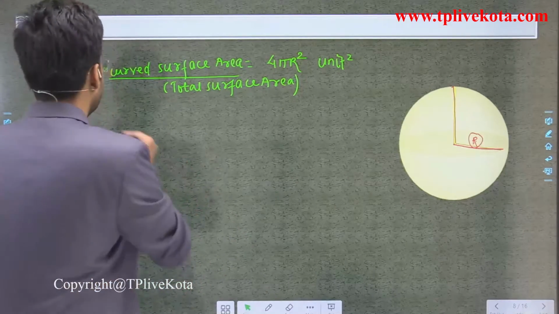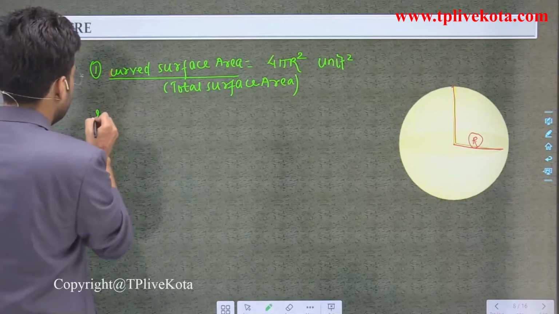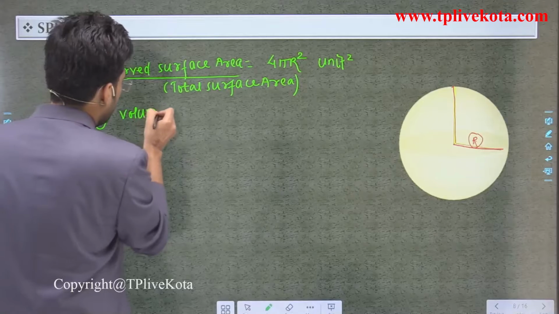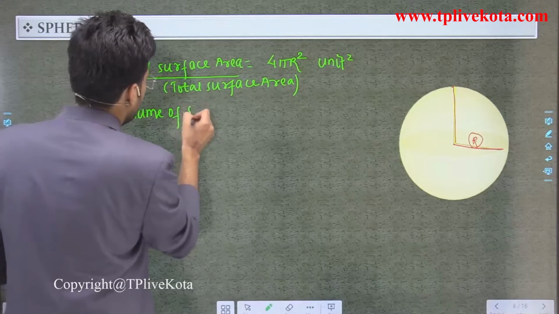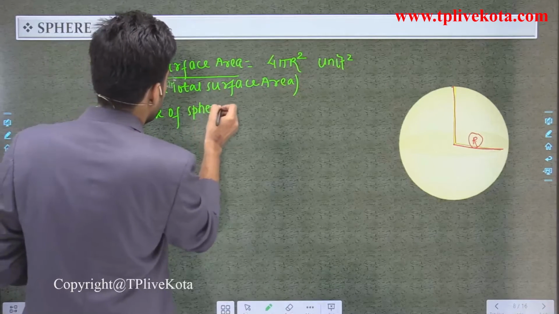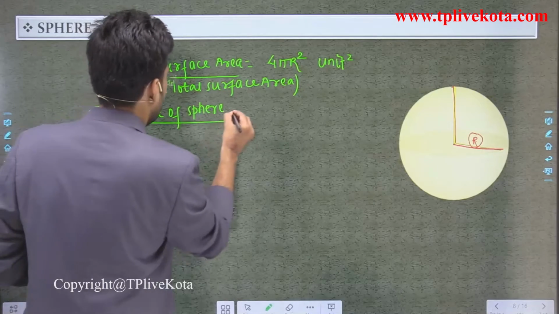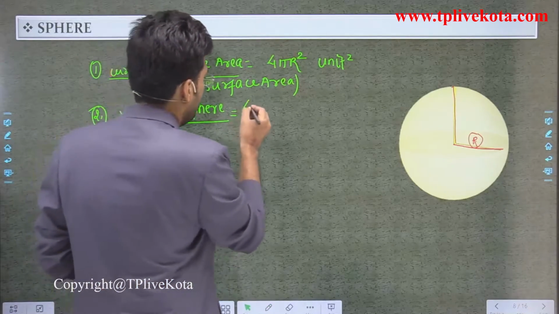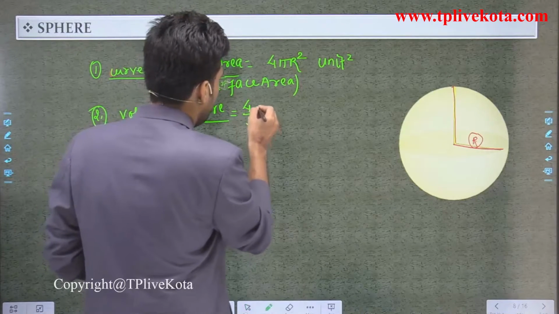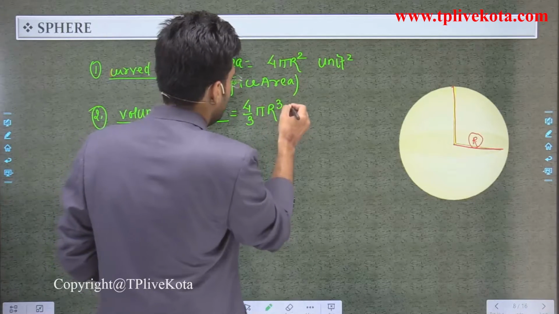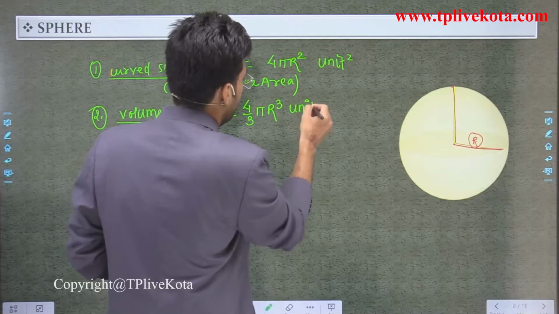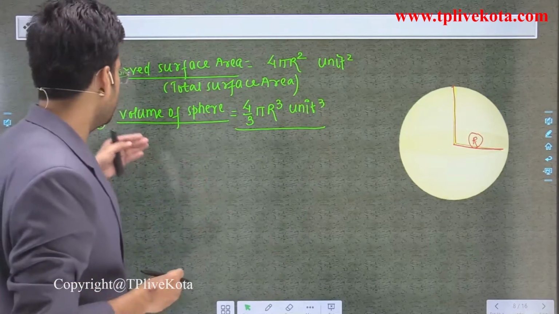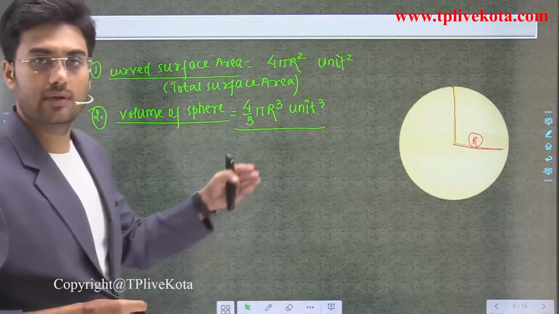Clear? Now after this, what is the volume of sphere? Volume of sphere is what? It is 4 by 3 pi r cube unit cube. Okay, clear? So students, these are two formulas for sphere.